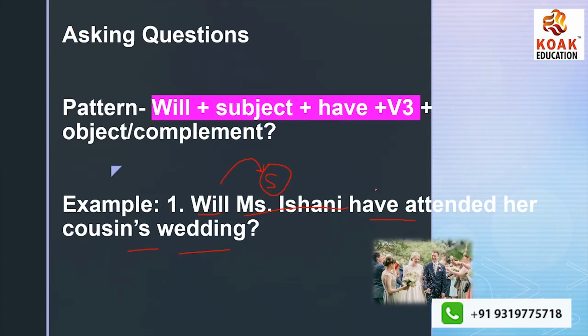Now, guys, I am using have here and not has, even though Ishani is singular, because have is supporting will. You see the pattern? Will, have, always. No use of has. Always have. So, will Miss Ishani have attended her cousin's wedding? Maybe yes, she will. Maybe no, she will not have. You can answer, yes, she will have. No, she won't have. Whatever, the answer could be yes or no.